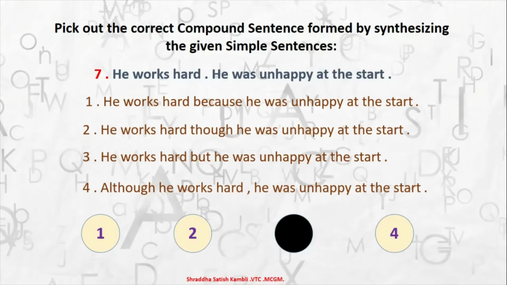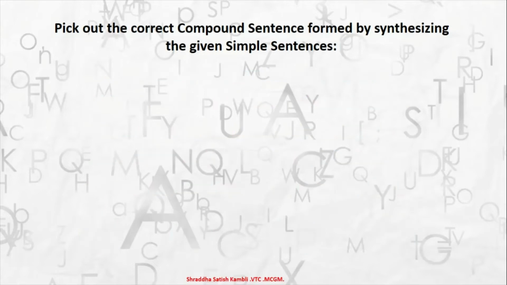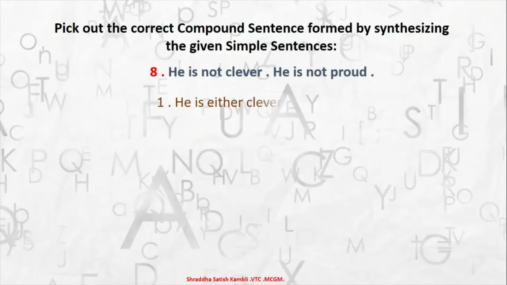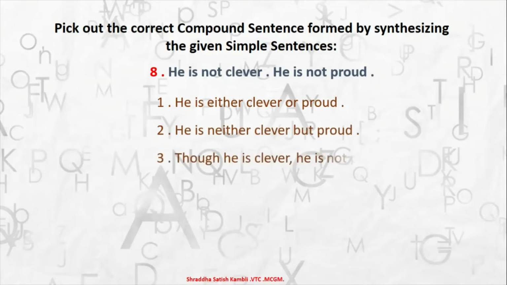Okay, moving on to question number 8 here. He is not clever. He is not proud. So, he is either clever or proud. He is neither clever or but proud. Though he is clever, he is not proud. He is neither clever nor proud.